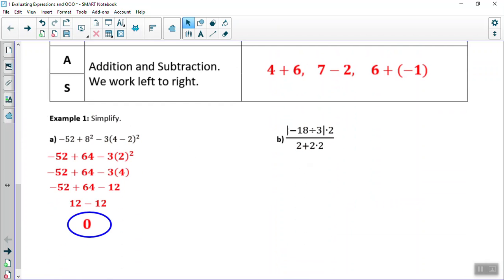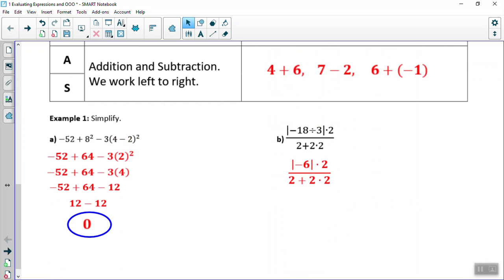Alright, so the fraction bar counts as a grouping symbol, so let's take a look at what we have going on up top. Up top we have another set of grouping symbols, that absolute value, so I have to take care of what's inside first before I can find the absolute value. So first we're going to do negative 18 divided by 3.